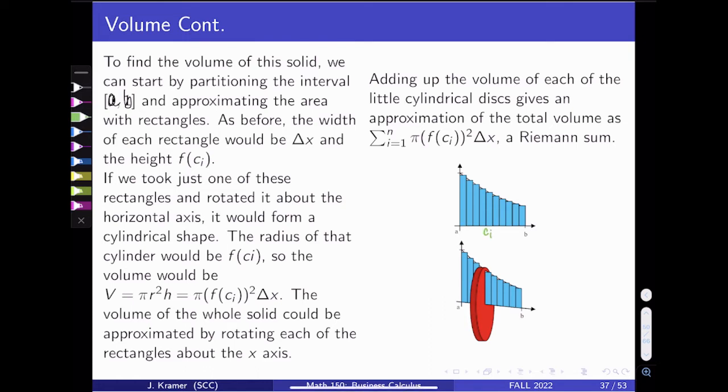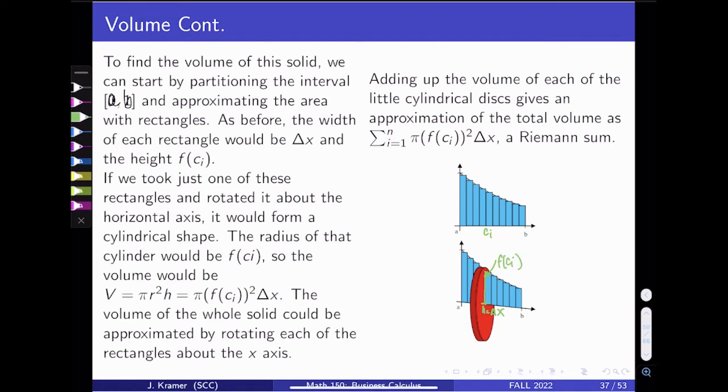If we took just one of these rectangles and rotated it about the horizontal axis, it would form a cylindrical shape. It's a three-dimensional cylindrical shape where the radius of that cylinder would be the height of the function, f of c sub i, and then the volume would be pi r squared h. That's the volume for a cylinder, and h is going to be that dx, the width of the rectangle. That's your h, or your delta x. And so the height of the rectangle is your radius.